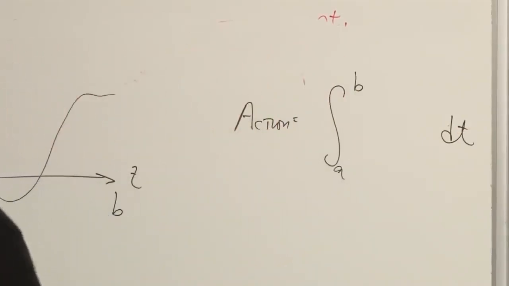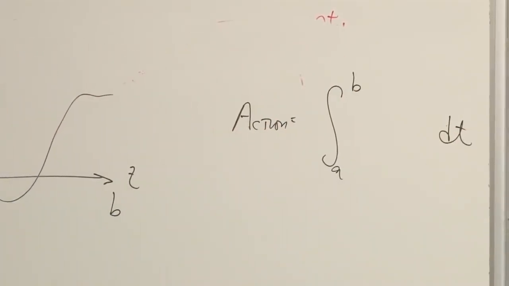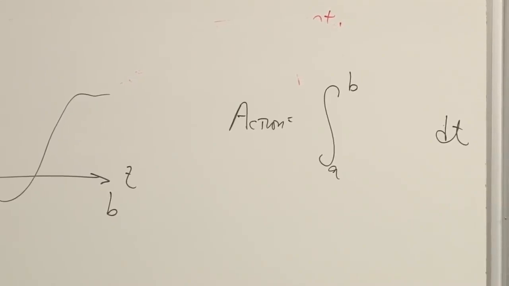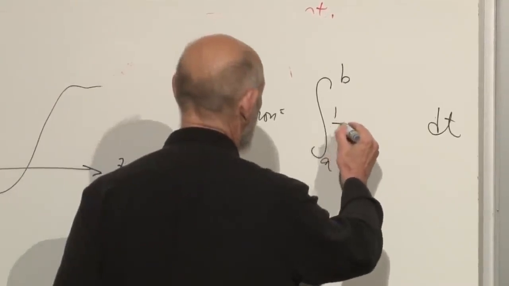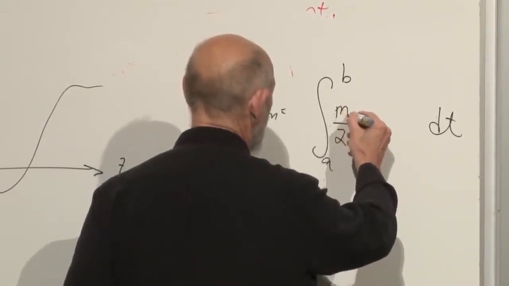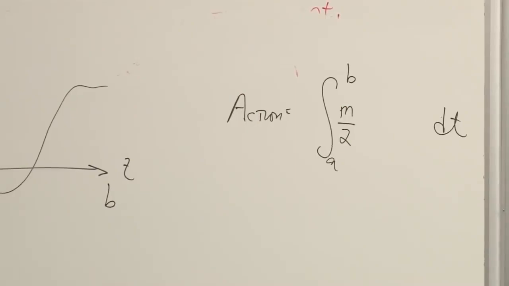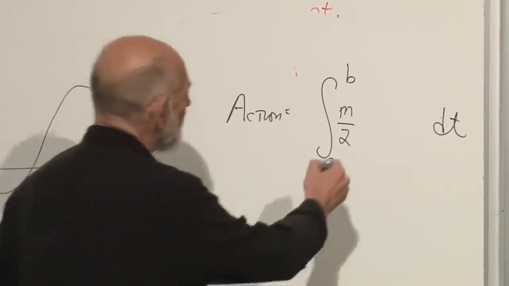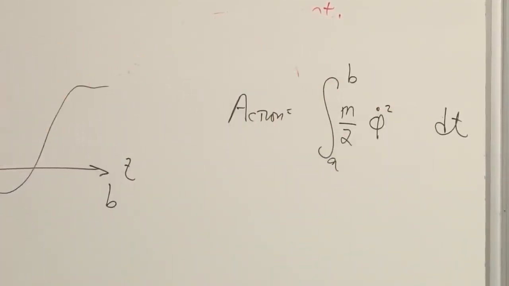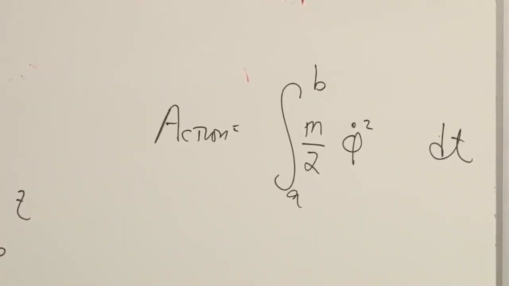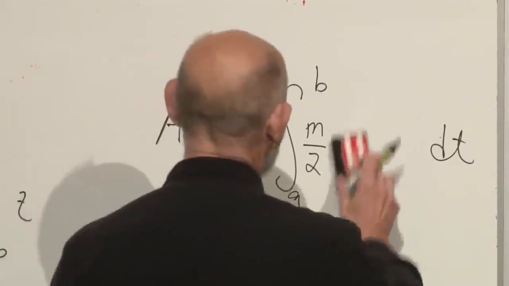For simple non-relativistic particles, there's a very simple Lagrangian that we write down. It's the kinetic energy minus the potential energy. So what is the kinetic energy? It's 1/2 mv squared, where m is the mass of the particle. And what's the velocity? Phi dot, right? Not x dot, not t dot, but phi dot. Phi is the coordinate. So we would write phi dot squared, or d phi dt squared.